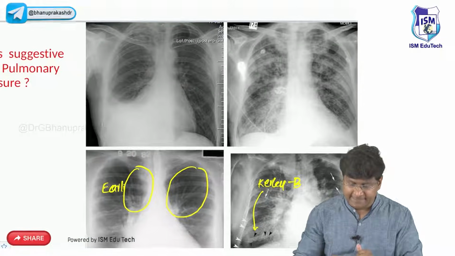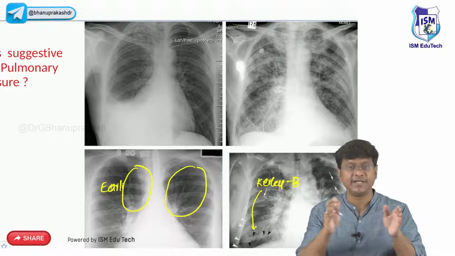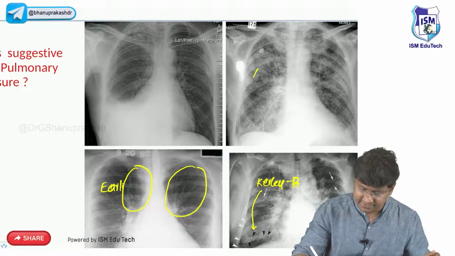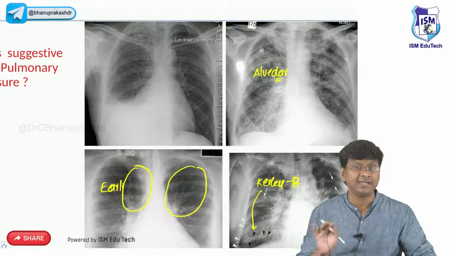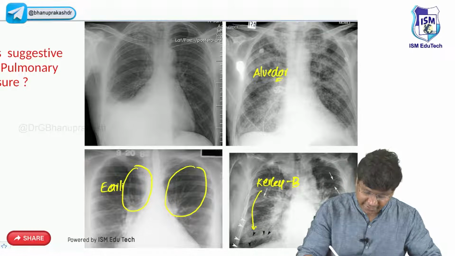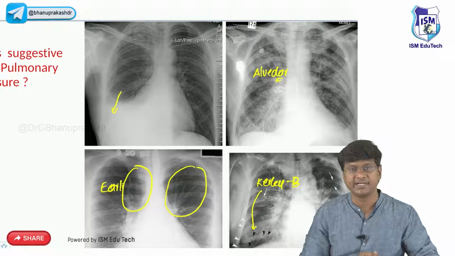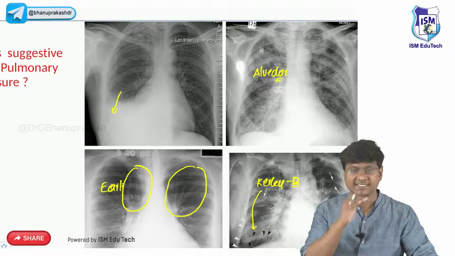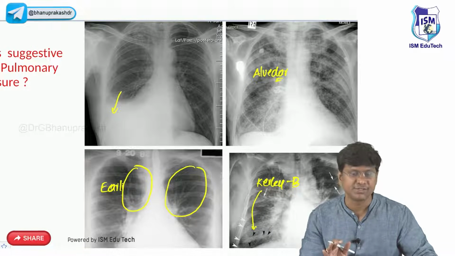And followed by that, the fluid from the interstitium will enter into the alveoli. That will result in alveolar edema, right, where you have alveolar infiltrates. And subsequently, the fluid from the alveoli will enter into the pleural space, resulting in pleural effusion. So this will be the chest x-ray picture in patients with congestive heart failure.